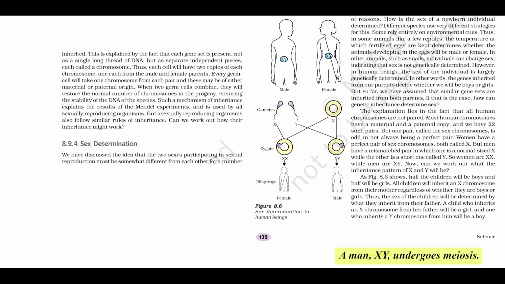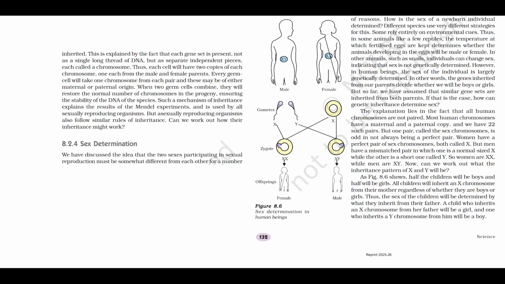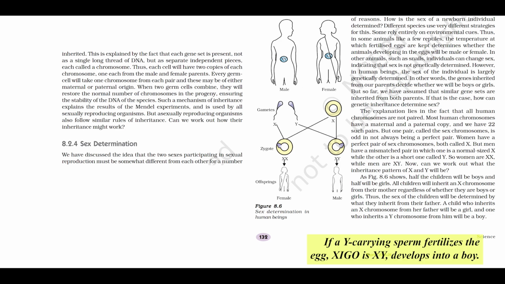A man, XY, undergoes meiosis. Because of chromosome segregation, half of his sperm cells will receive the X chromosome and the other half will receive the Y chromosome. He produces roughly equal numbers of X-carrying sperm and Y-carrying sperm. Now, fertilization. The offspring always gets an X chromosome from the mother's egg. The sex is determined by the sperm. If an X-carrying sperm fertilizes the egg, the zygote is XX, and develops into a girl. If a Y-carrying sperm fertilizes the egg, the zygote is XY, and develops into a boy.